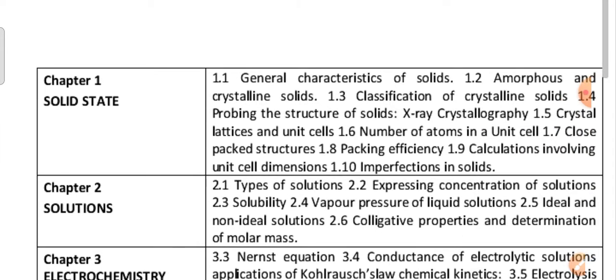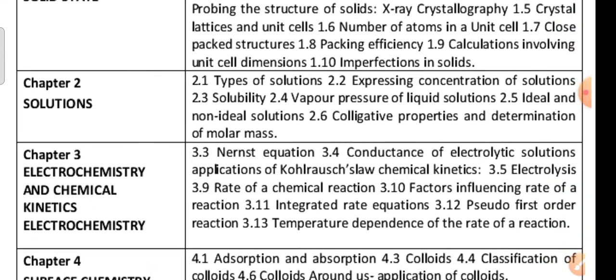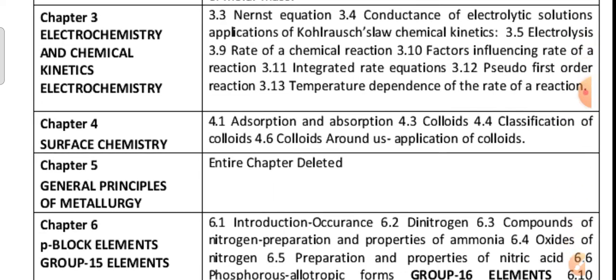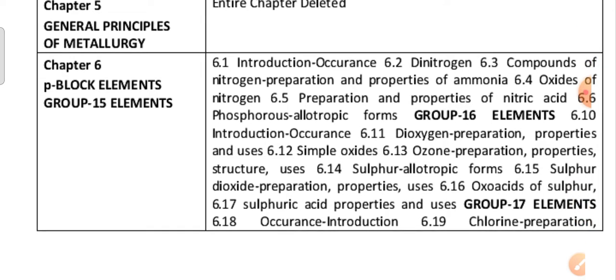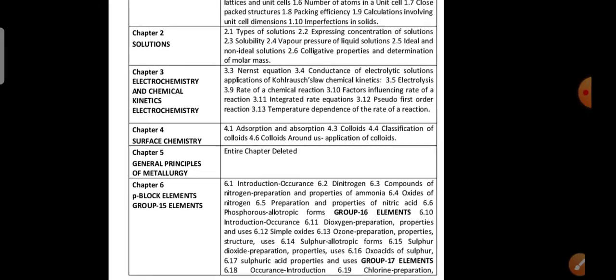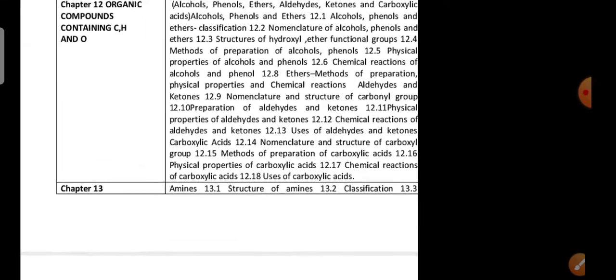So in this, Unit 1, Unit 2, Unit 3, Unit 4, Unit 5, Unit 6. If you want, you can take a screenshot also. So this is the 70% content for the second year bridge course students in the subject of chemistry. So this is the remaining syllabus.